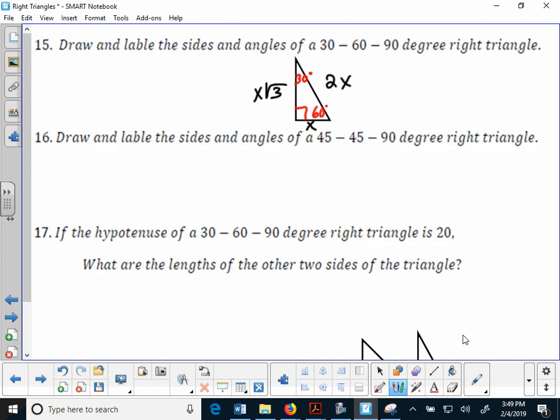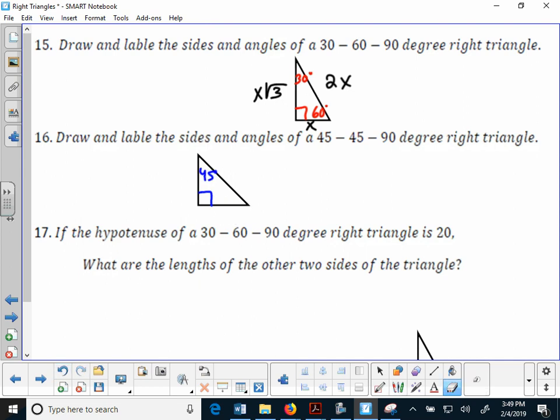All right, for number 16, we're going to draw and label the sides and angles of a 45, 45, 90. So there's that little baby. That's a cute one. All right, I'm going to go in with the right angle, bam, and I'll make this guy 45 degrees, which means this guy here is also 45 degrees.